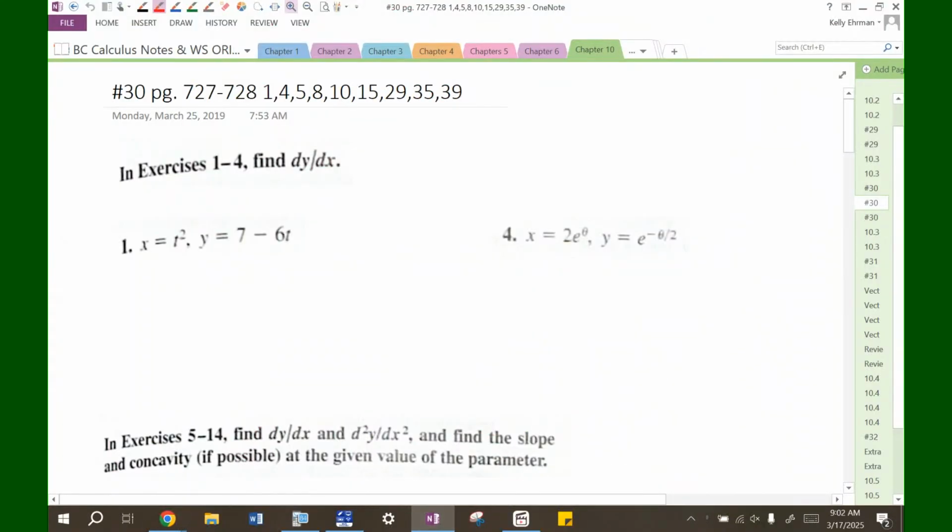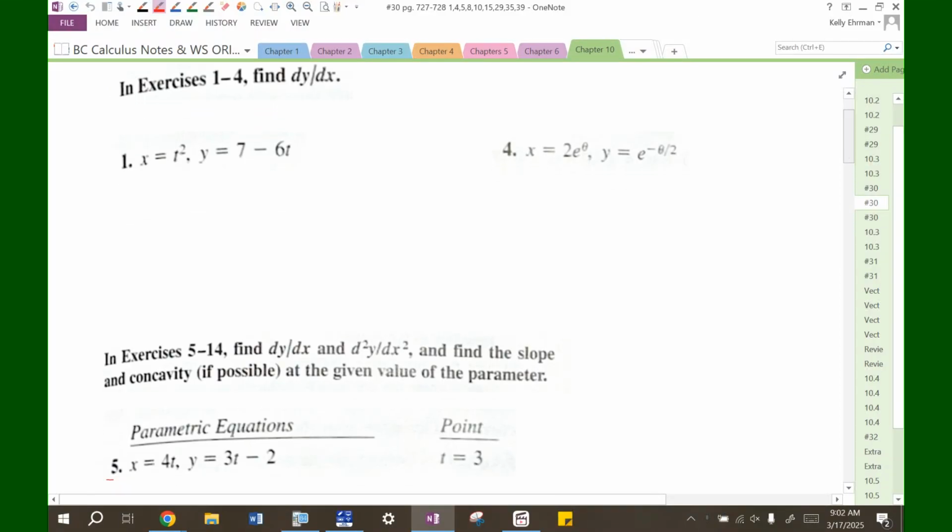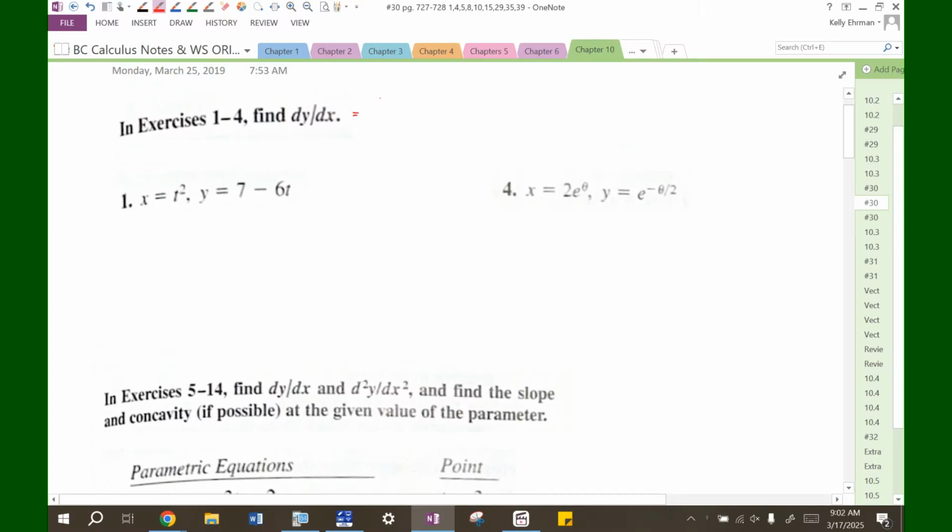All right, we are on homework number 30. First problem says find dy/dx. So remember, when x and y are parametric equations, dy/dx just equals dy/dt, the derivative of y with respect to t, over dx/dt, or y prime over x prime. All right, so dy/dx, the derivative of y should just be negative 6.